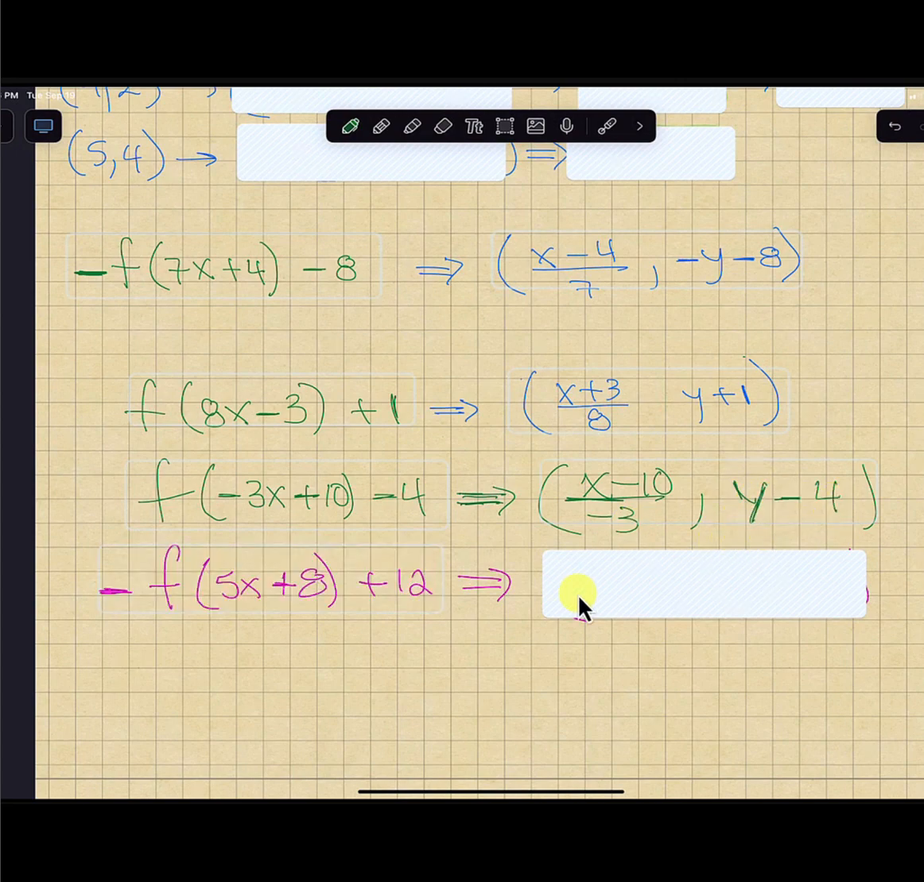Okay, and then this last one, we'll bring a negative back in front of the function, and you've got 5x plus 8 plus the 12. For the x-coordinate, take the 5, move it to the denominator of the fraction, so you have the 5 on the bottom, and then the x plus 8 right here becomes x minus 8 on the top. As far as the y-coordinate goes, the y is affected by the negative, so that's going to be negative y, and then add the number on the end, plus 12. Negative y plus 12.